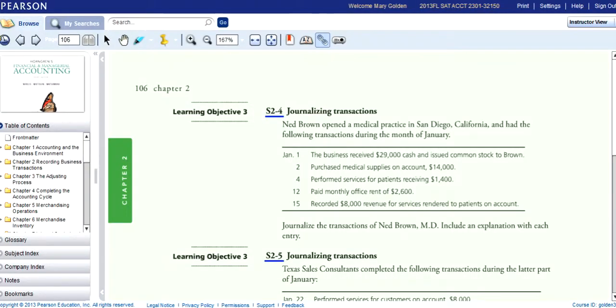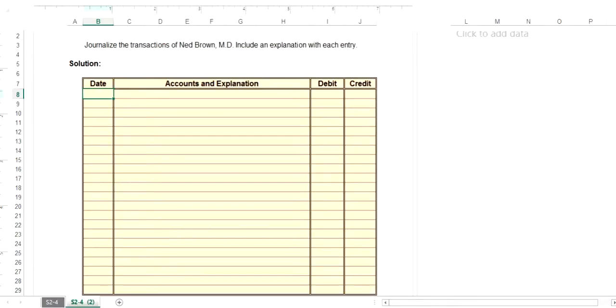Alright, we're going to work a problem at the end of chapter 2. It's on page 106 if you want to follow along. It is S2-4, Journalizing Transactions. And this problem says that Ned Brown opened a medical practice in San Diego and had the following transactions during the month of January. So I'm going to show you how to journalize a transaction.